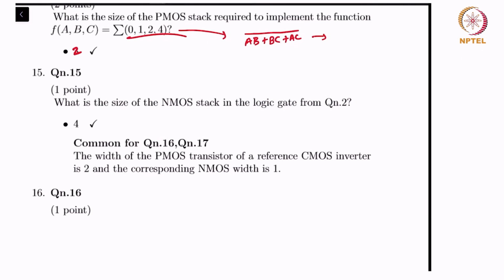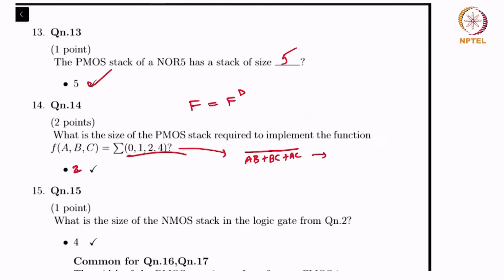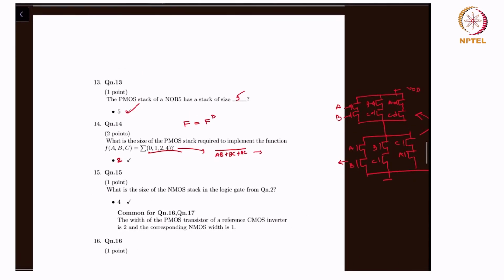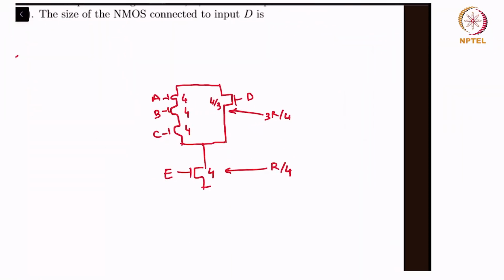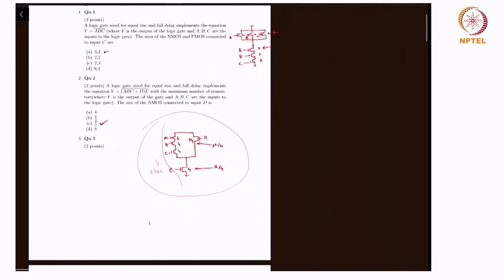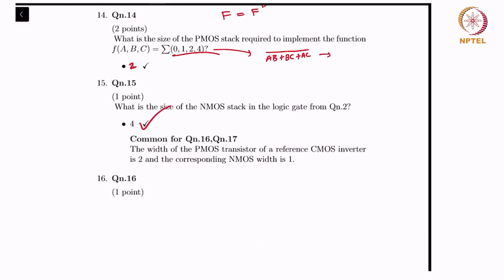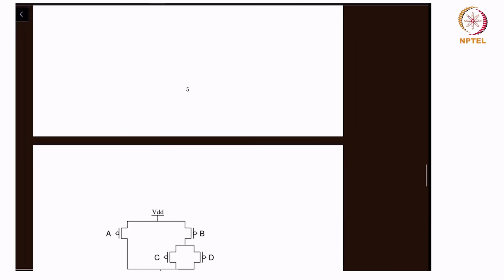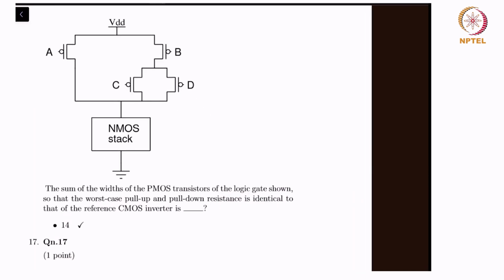In question 15, what is the size of the NMOS stack in the logic gate from question 2, right? So yeah, for question 2, we have this, and this is the N stack for it, and this is of course a 4 stack. So the size of the N stack is 4, right? So that's 4.